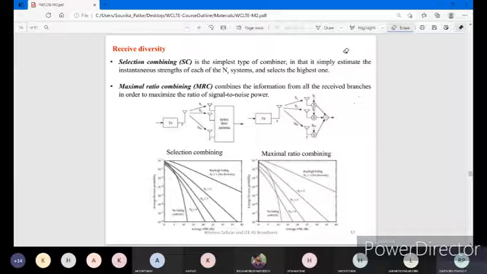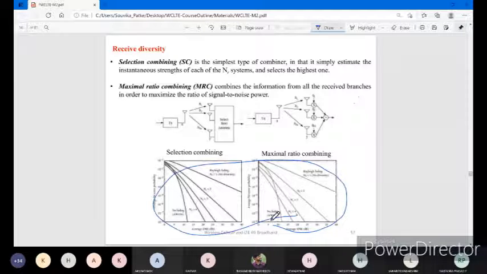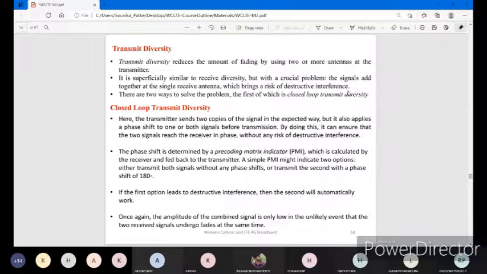And pertaining to this one, what is the waveform that you can observe here? You may be telling, sir, both are looking the same, but there are different values over here which are present. So this is one of the receiver parts. Then we started with transmit diversity, where we discussed the closed loop and we discussed the open loop.